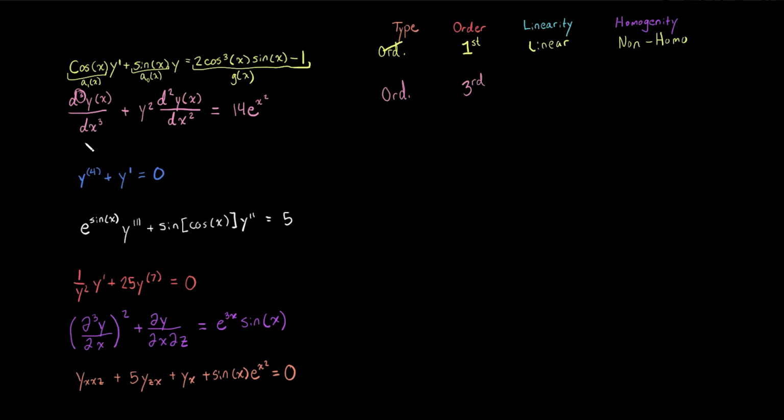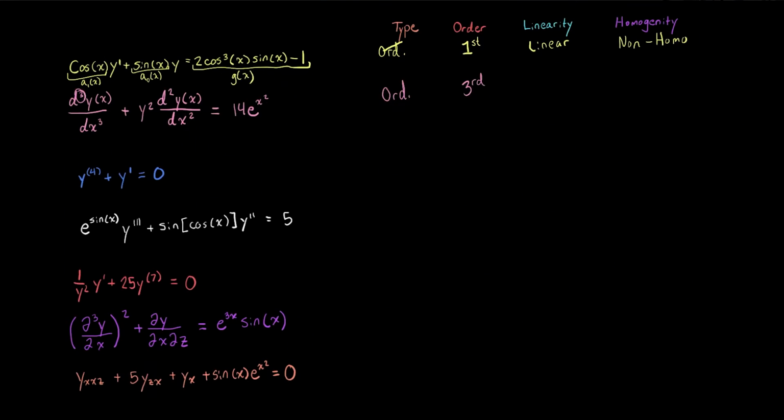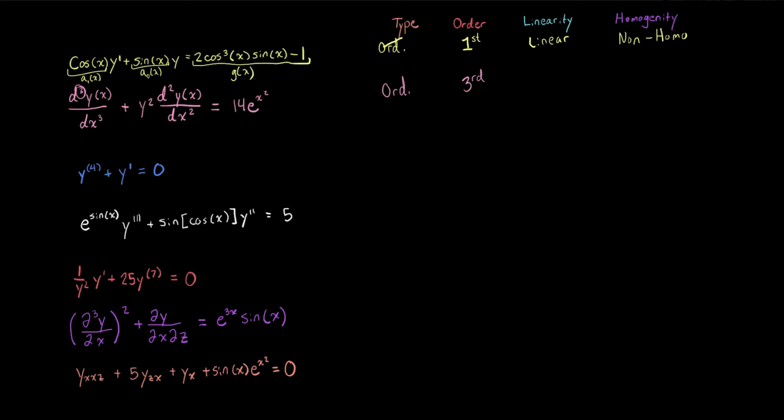Now, is this linear or non-linear? If we go back to our definition just one more time, we have to have an a sub n of x in front of every one of our derivatives. They have to be of only the term x. And then at the end, we have a g of x, which does not include a dependent variable. So if we look at this, right here we have a term of only x. This would be our a sub 3 of x, but there's nothing here, so we don't have to worry about it.